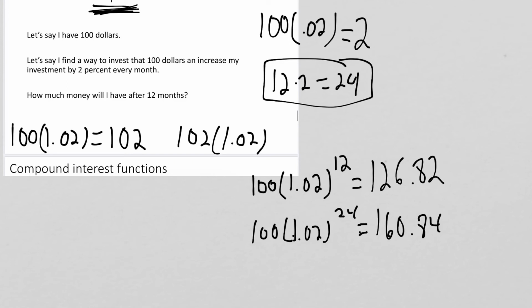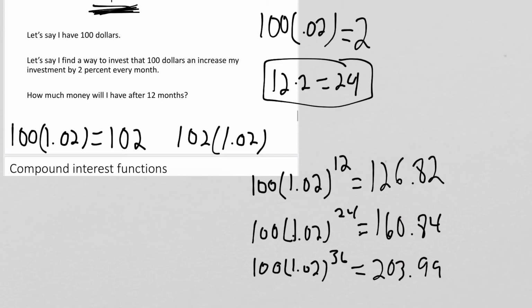Okay, let's do one more year. Let's do 100 times 1.02 raised to the 36. Let's see how much we make in 3 years. So we'll do 100 times 1.02 raised to the 36. And now that is equal to 203.99, which we're going to round up. So basically 204. So now we've gained another $43, right? So first we gained 26, then we gained 34, and then we gained 43. And this is only in 3 years.